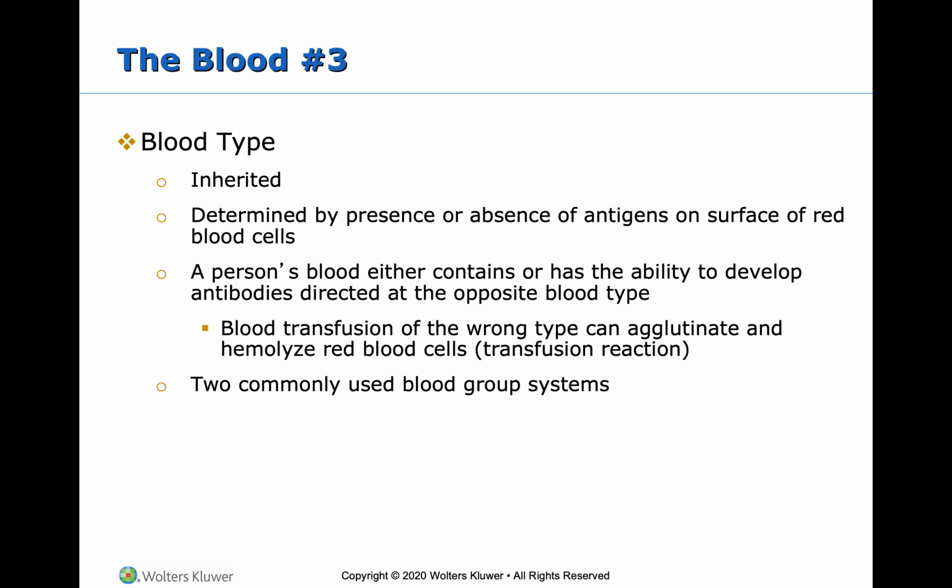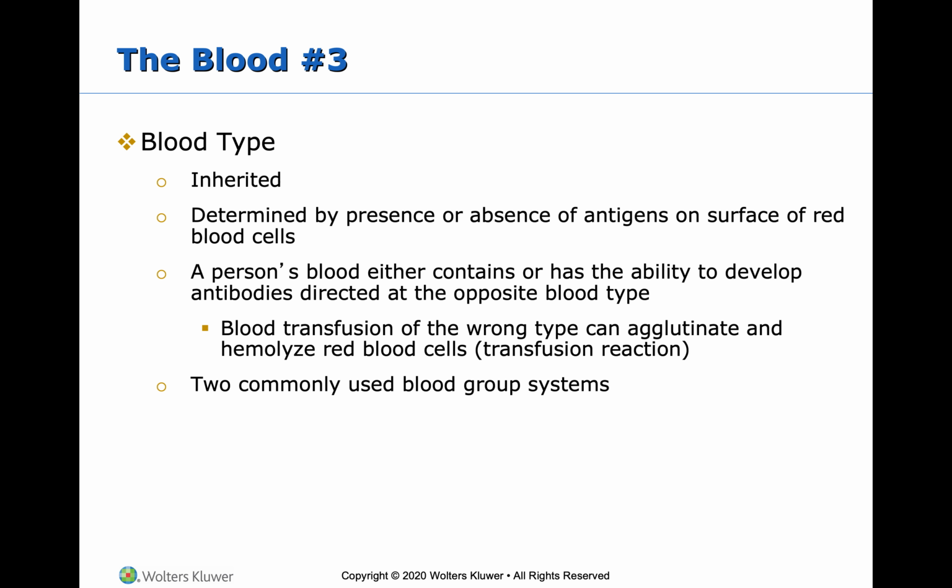So your blood type is inherited. It's determined by the presence or absence of antigens on the surface of your red blood cells. So those erythrocytes that we just talked about, they have antigens. That's really all I can explain them as. And they're actually fixed on the surface of your red blood cells, okay? So your blood either has the ability to develop antibodies directed at the opposite blood type or it doesn't.